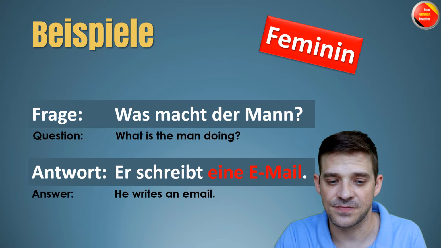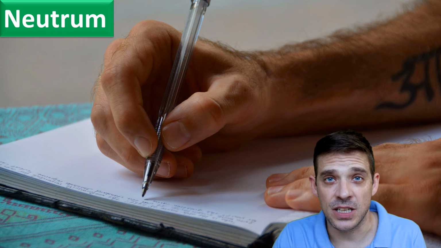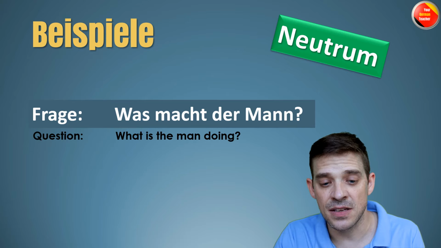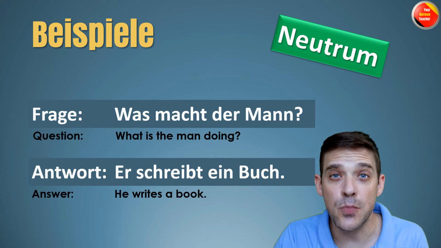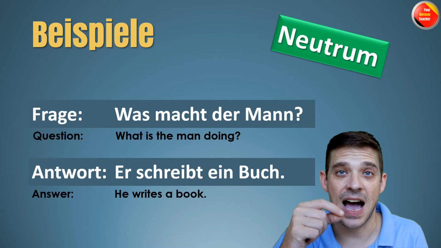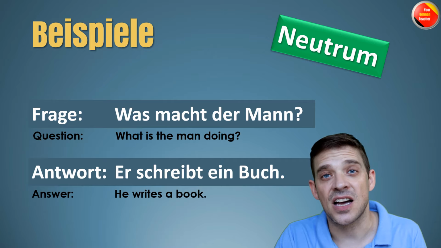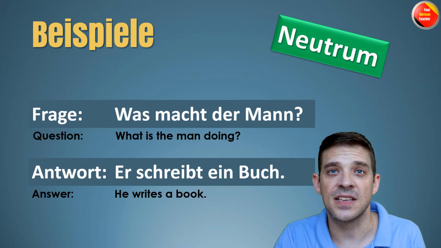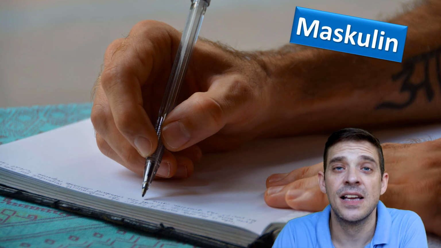He writes an email. Neutrum. Same man, same question. Was macht der Mann? What is the man doing? Antwort, er schreibt ein Buch. Er schreibt ein Buch. Das Buch is a book. He writes a book. Das Buch ist Neutrum. It's Akkusativ, but no change. Another noun in maskulin.